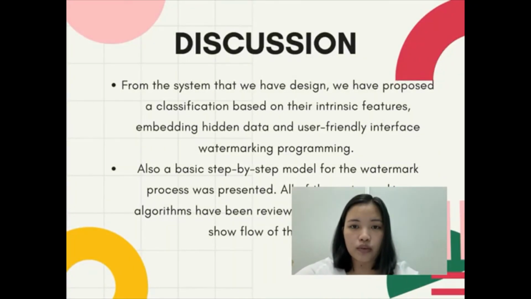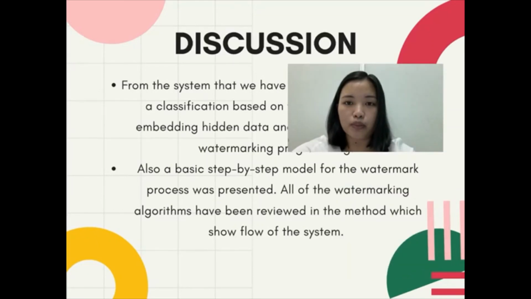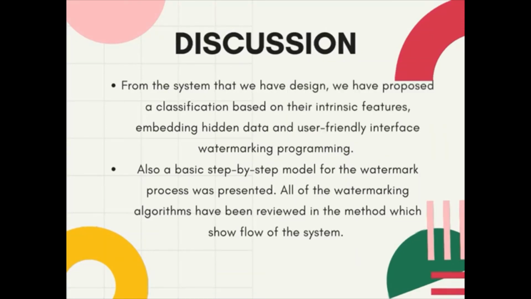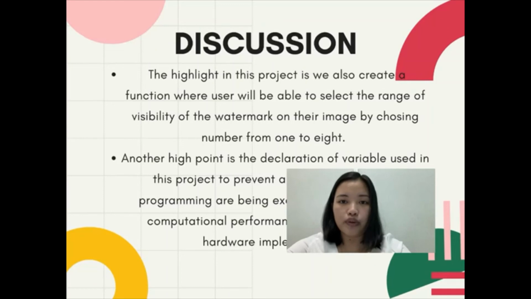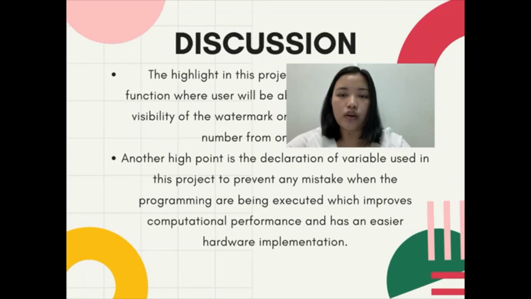From the system that we have designed, we have proposed a classification based on intrinsic features, embedding hidden data and user-friendly interface watermarking programming. Also, a basic step-by-step model for the watermark process was presented. All of the watermarking algorithms have been reviewed in the method, which shows the flow of the system. The highlight of this project is that we also created a function where the user can select the range of visibility of the watermark on their image by choosing a number from 1 to 8. Another highlight is the declaration of variables used in this project, to prevent any mistake when the program is being executed, which improves computational performance and makes hardware implementation easier.